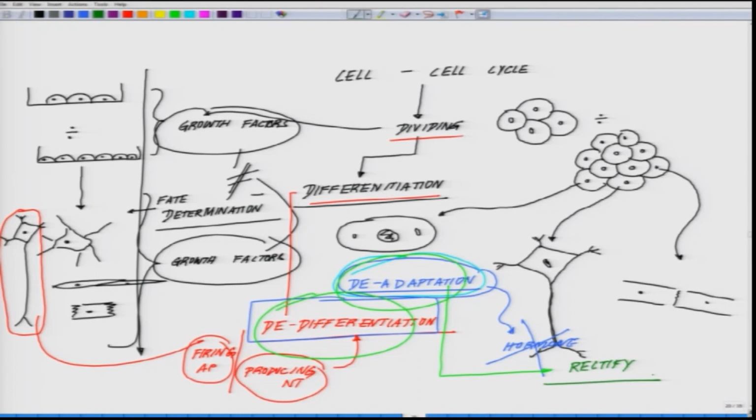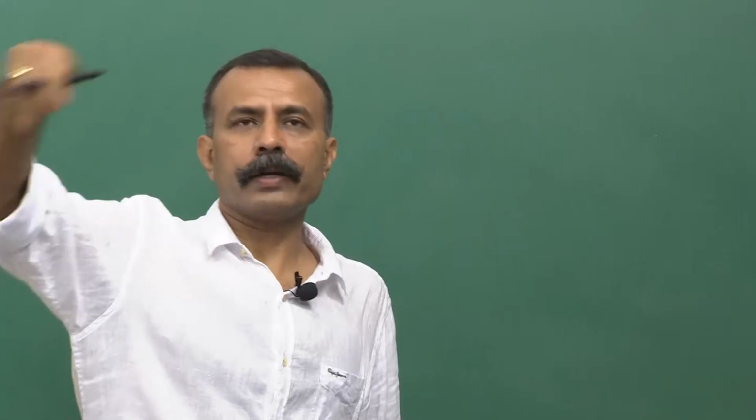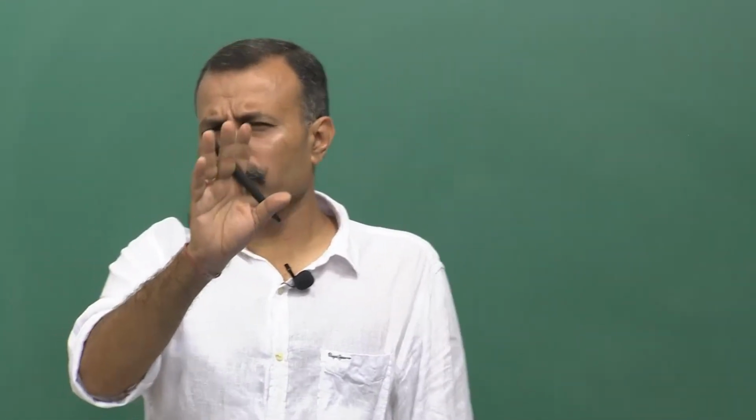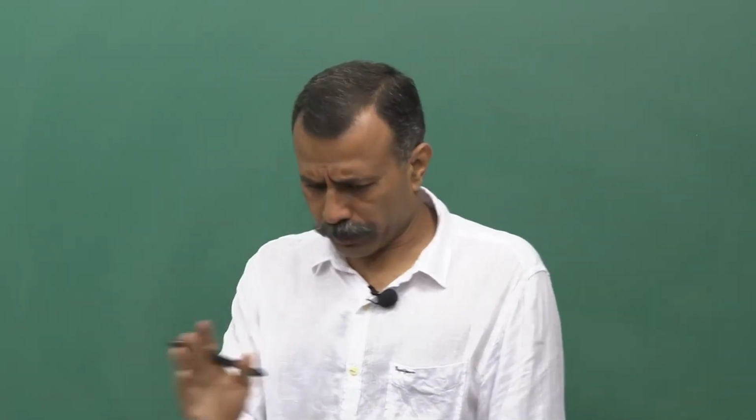Similarly, for those who are using cell lines, I'm just using a word which I haven't introduced. Cell lines are cells which are continuously dividing, and people isolate such colonies of cells and store them in liquid nitrogen and take them out and again culture them, again subculture them. We'll come to these words, do not worry about it. What is culturing, what is subculturing and all those things.